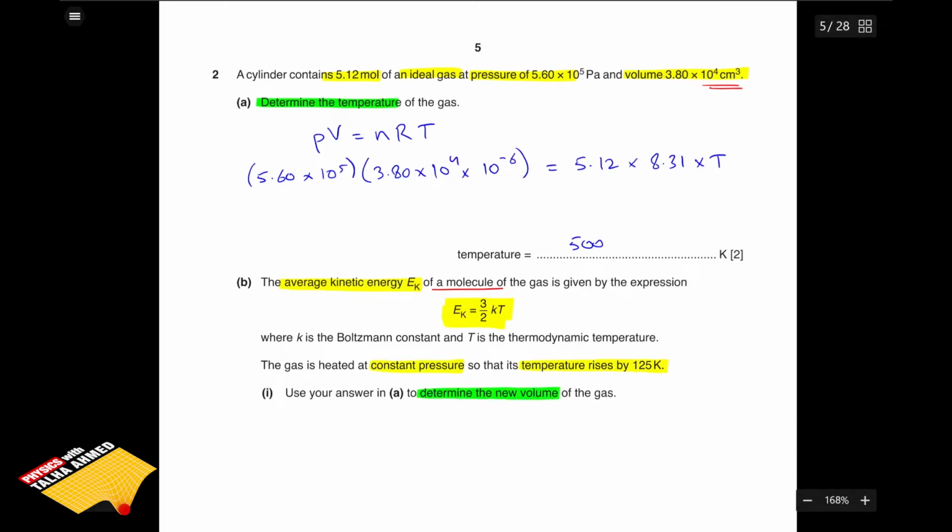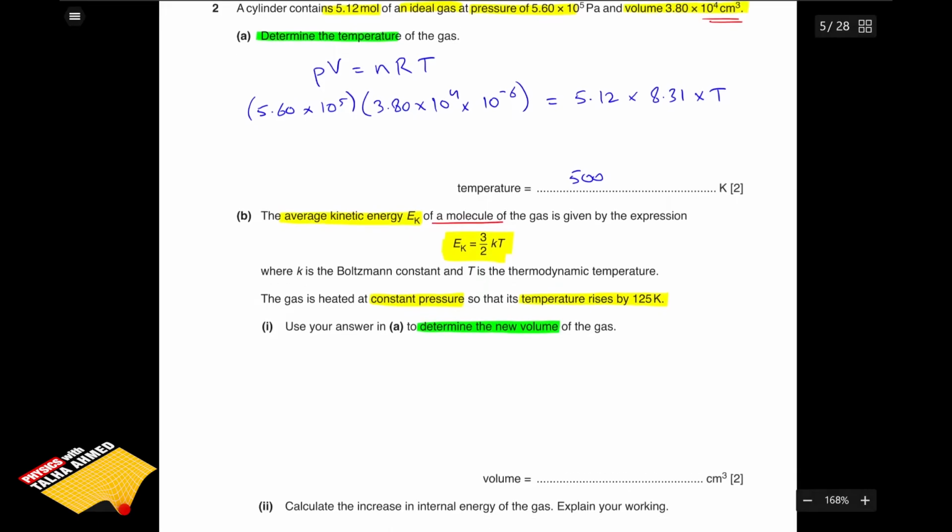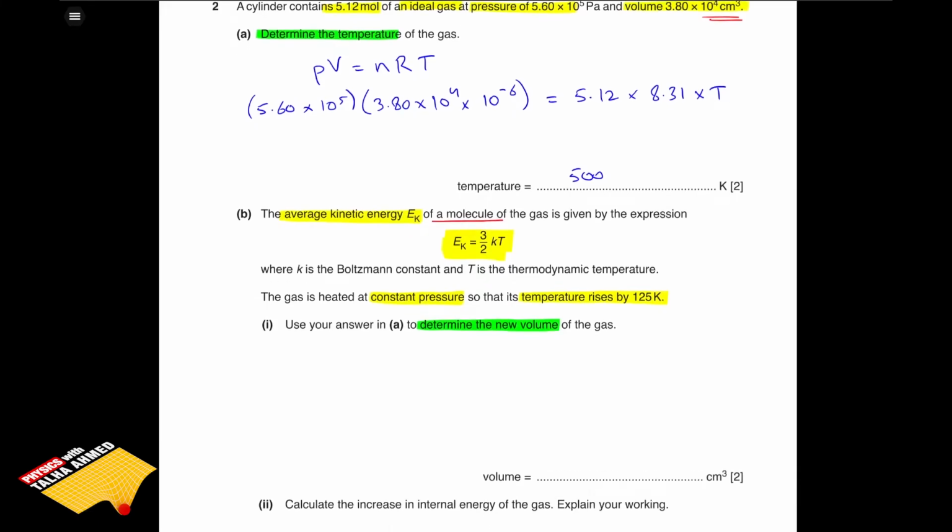Now, the gas is being heated at a constant pressure, and so its temperature rises by 125 Kelvin, and we need to determine the new volume of the gas. So for part one, again, either you can use the above formula PV equals nRT all over again, or you can simply remember that when pressure is constant, then the temperature and volume are directly proportional to each other. So that's what I'm going to use here, since most of the students would know how to use the ideal gas formula again.